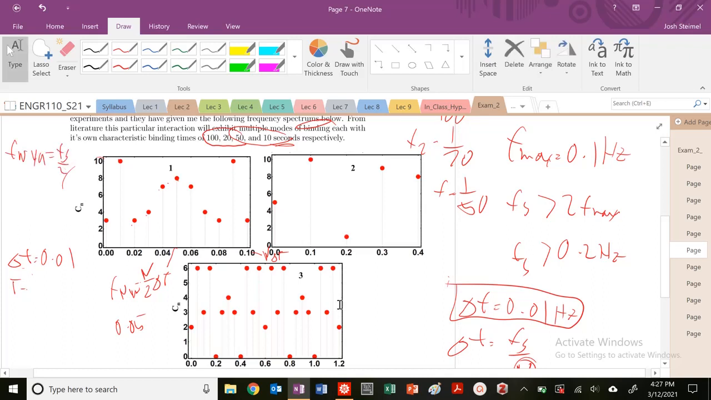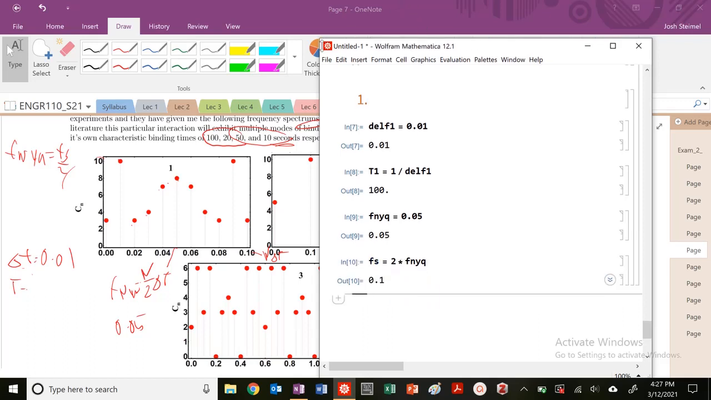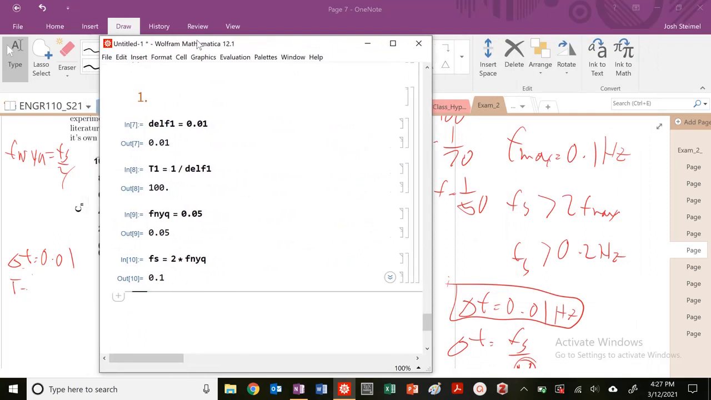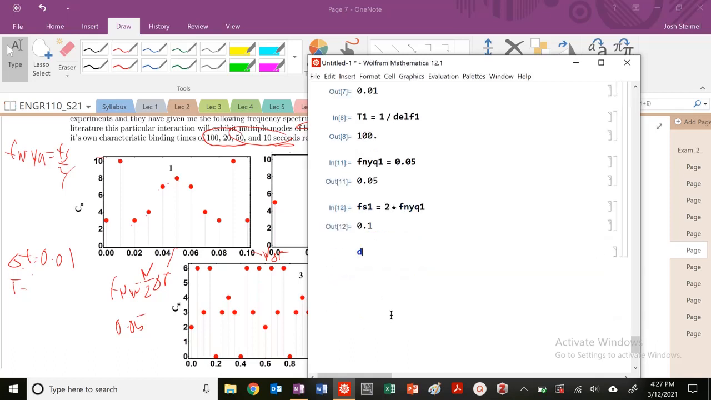So we know that our f sub s is going to be twice our f Nyquist. So f sub s equals 2 times f Nyquist, so 0.1. So already we know, right? We're not above, we need to be above 0.2. So this one's not going to work. But we want to finish out the rest of the analysis. Ooh, see, this is where we're dangerous. We need to really make sure not to get a math mistake from this.